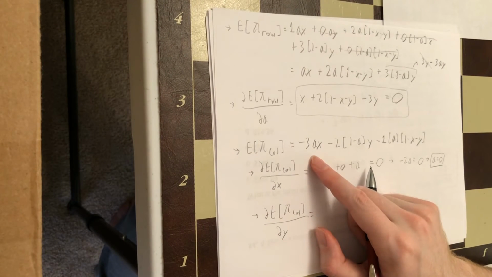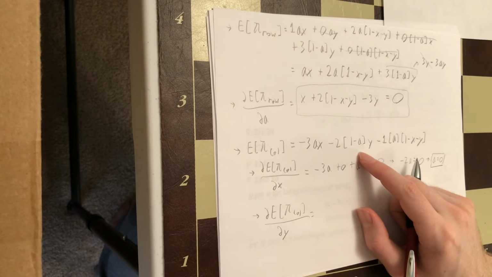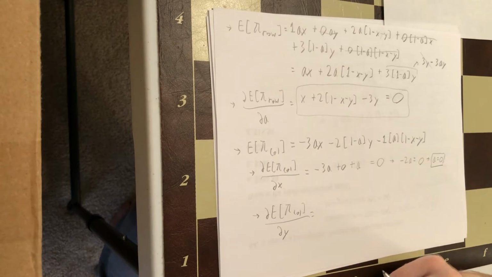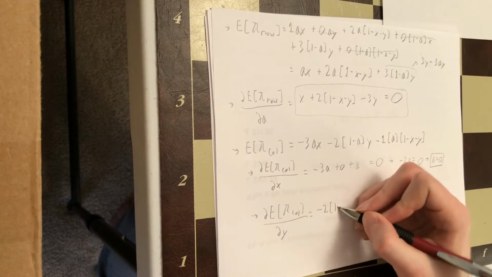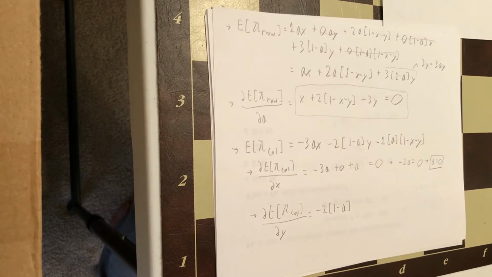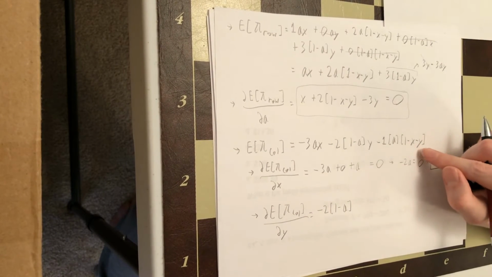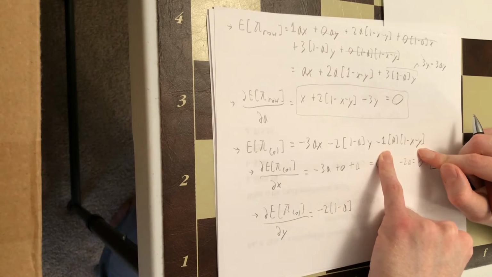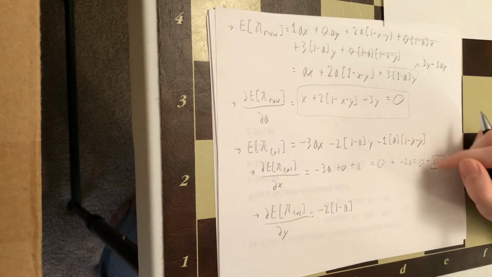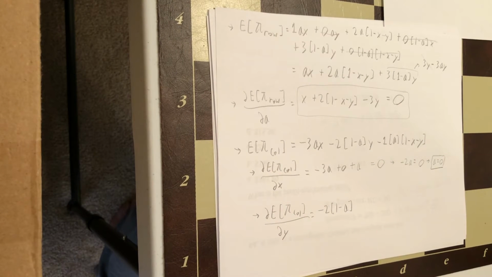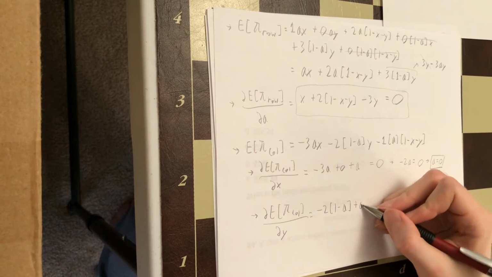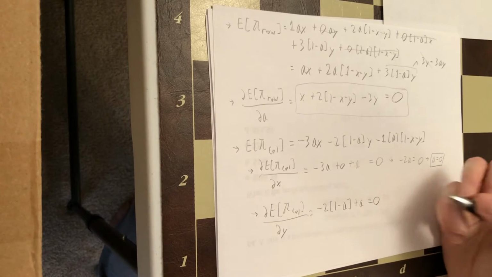So this term doesn't have any y, so that's all going to be 0 in partial derivative land. This one does have a y, so the y is going to go away, and we're left with minus 2 times 1 minus a. Over here we have a minus y times a minus a, which will be a plus ay. When taking the derivative with respect to y, that's going to be just a plus a. And all that is set equal to 0.